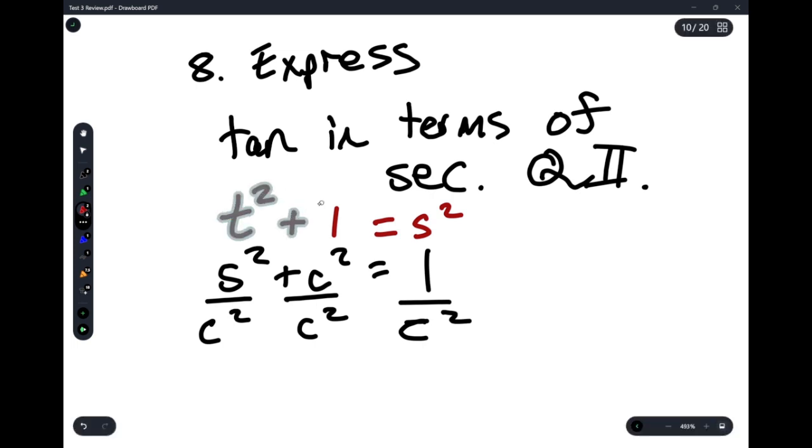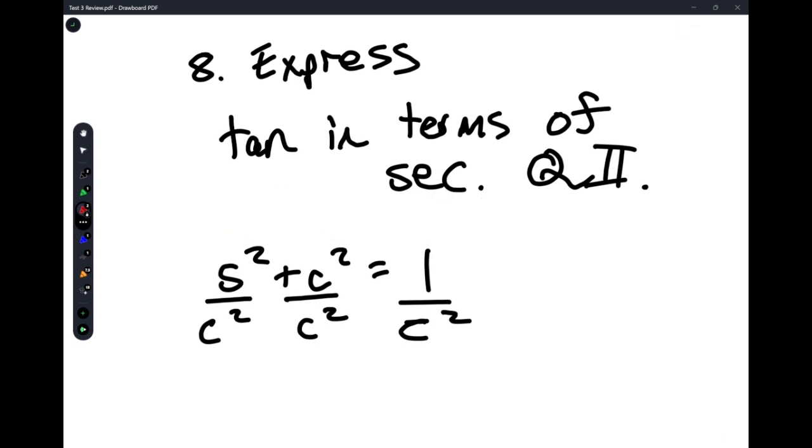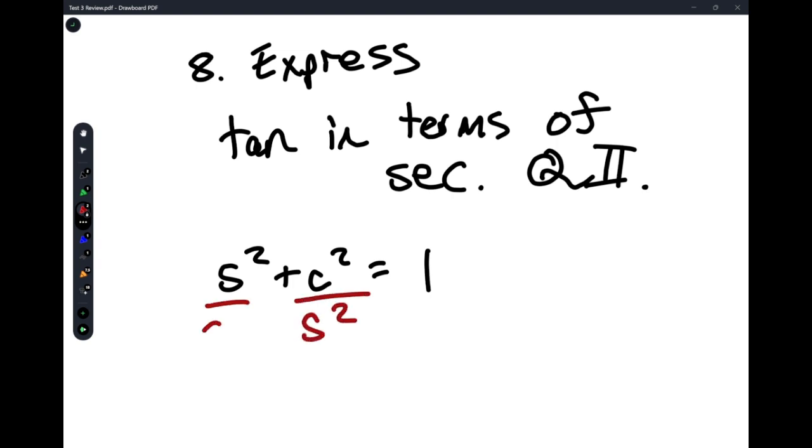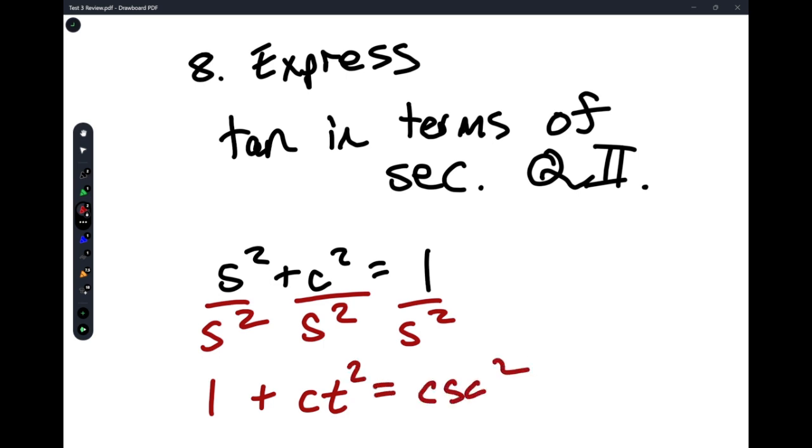There was a third one. I'm going to come back to that. I think it had cosecant in it, or I think it had cotangent in it. It's easier to remember. Which of these three would be the easiest to make cotangent with? Right there, the sine. Put a sine on the bottom. And now you're looking at 1 plus cotangent squared equals cosecant squared.